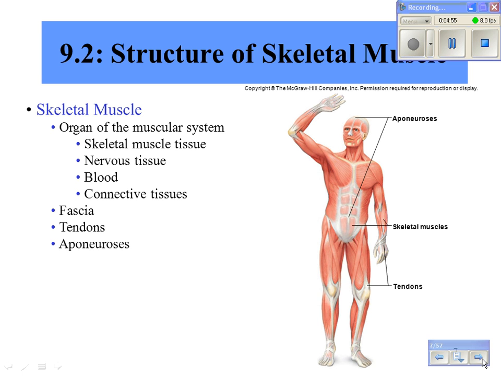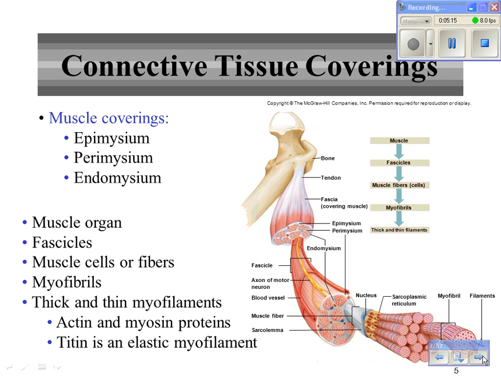fascia, which is a thick connective tissue on the most outside of our skeletal muscles, and that fascia typically turns into a tendon or an aponeurosis. Tendons connect our muscles to bones, as you can see here, and our aponeuroses are thin sheets of connective tissue that connect muscle to muscle in various places in our body.